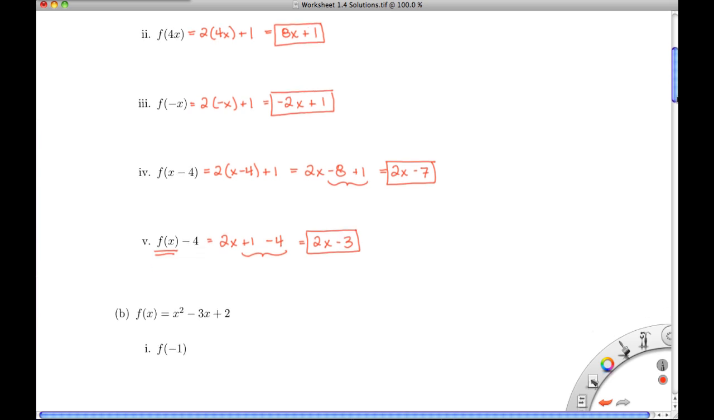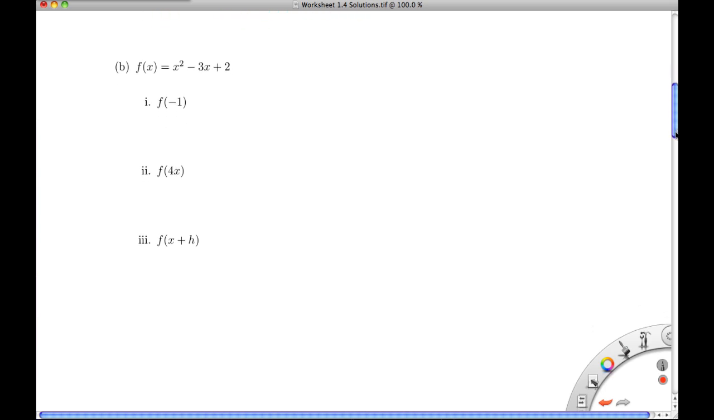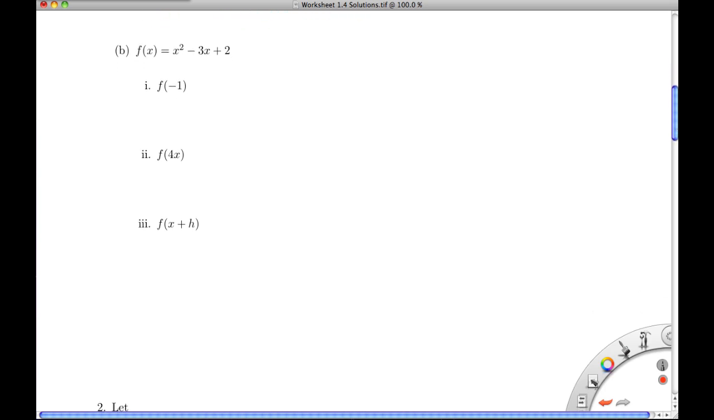Now in part B, the function gets a little bit more complicated, not too bad, but now we've got a quadratic rather than a nice linear function, but the process is the same. We're going to take our function and we're going to replace the x with whatever the given input is. In this first case, it's negative 1. So we're going to have minus 1 squared minus 3 times minus 1 plus 2.